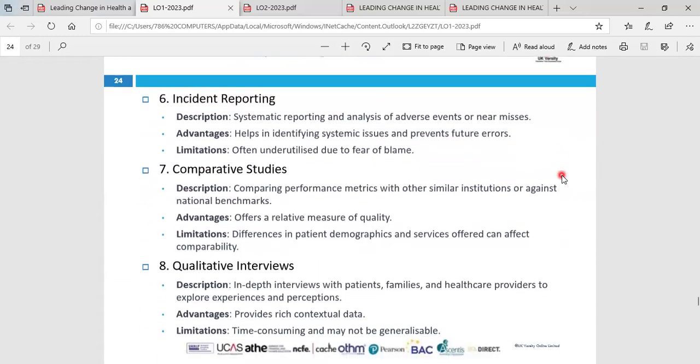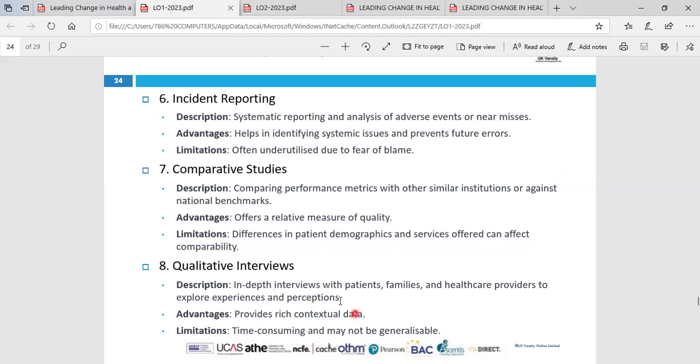Incident reporting, you might have several incident reports. These help in identifying the issues that are there in the system and prevent future errors, but they're often underutilized, in order not to be blamed and not to be singled out for that particular fault that happened. Comparative studies, again, using research and making comparisons. As I said, certain organizations such as CQC, their studies can be used: how did they use their quality measures and how did they bring about changes? What barriers did they find?